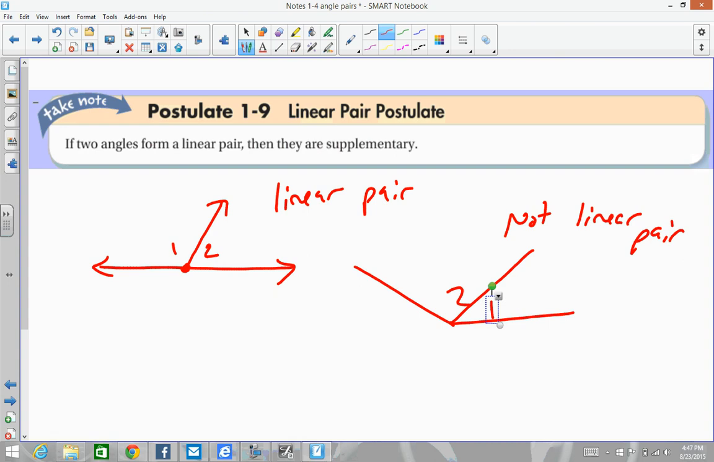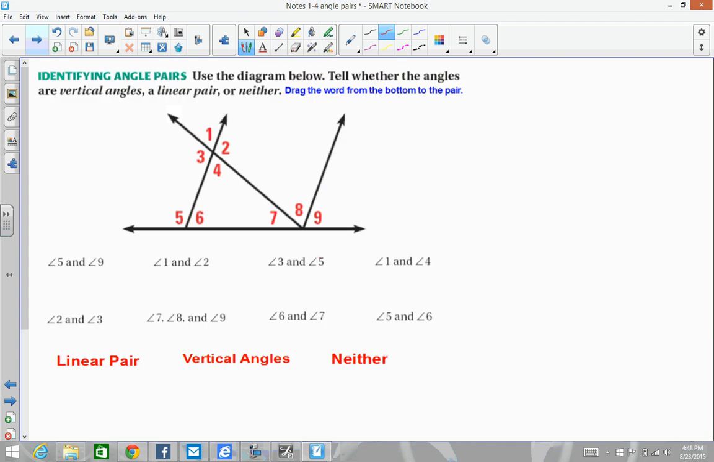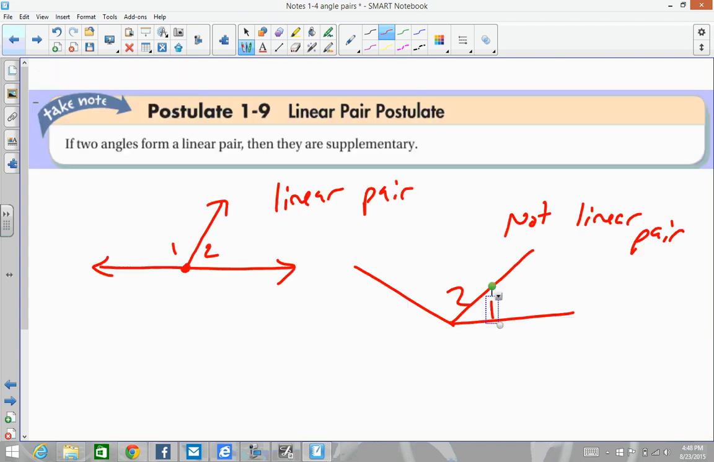Okay, all right. And remember this linear pair postulate, we're going to use it in proofs all the time. It's going to be very important. So the way this tends to work is that if you have a linear pair, then they are supplementary. That can help you with your setup. So linear pairs, their setup is that angle plus angle equals 180.